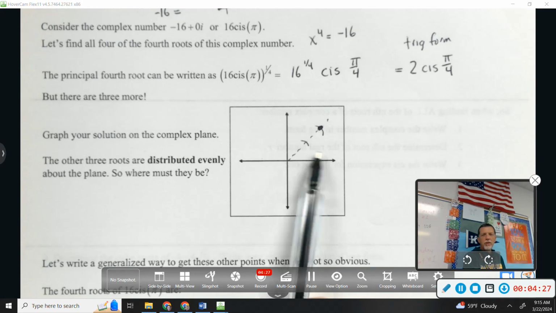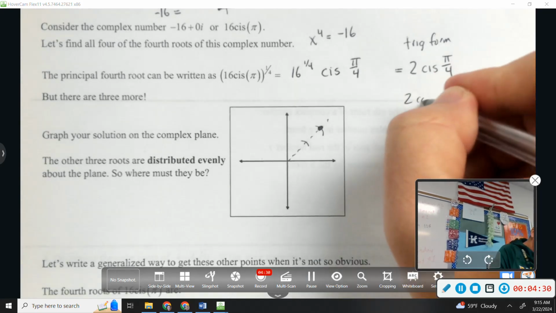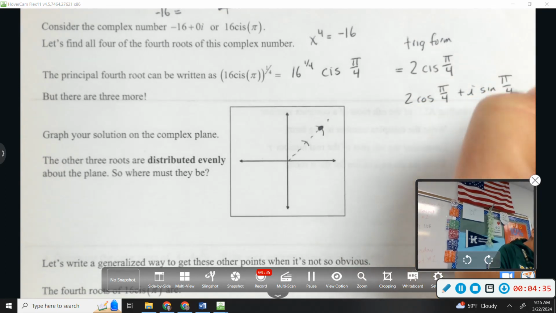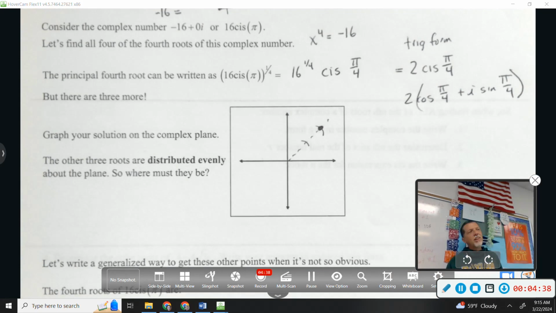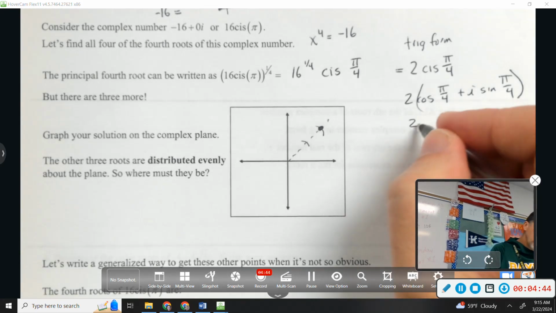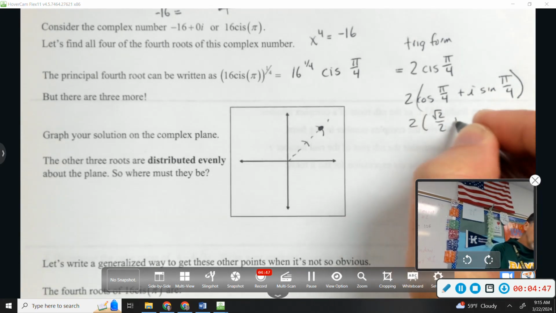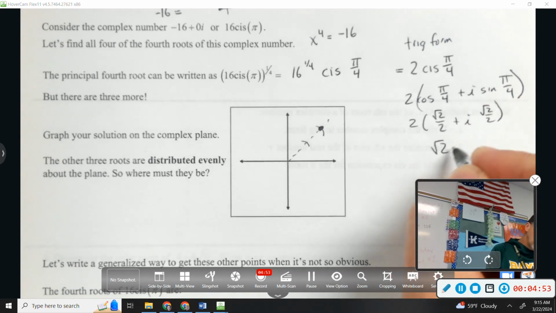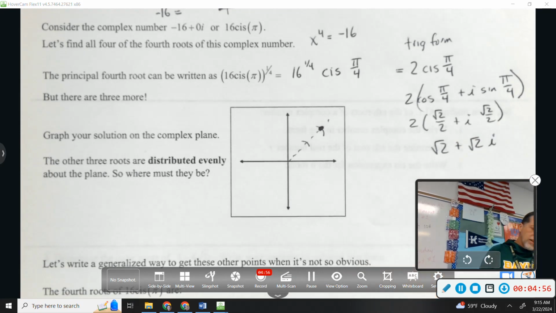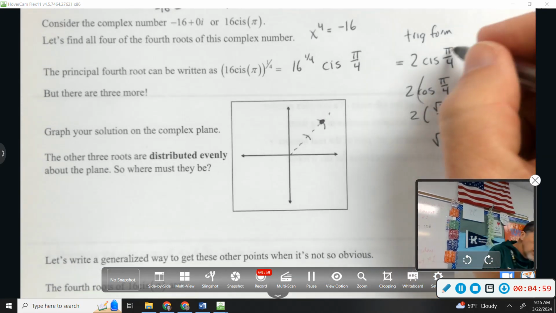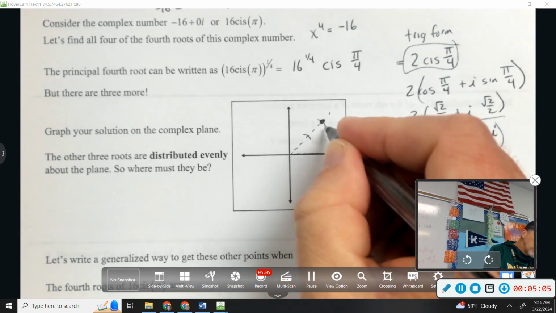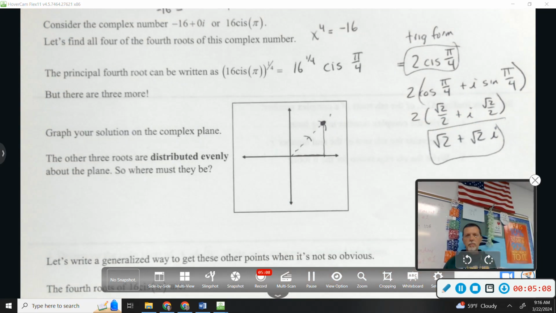I don't know, maybe that feels weird. Let's go ahead and convert it to a plus bi form as well. It kind of depends on the application which one's easier to deal with. So let's just get both. So cosine pi over 4 is root 2 over 2. Sine pi over 4 is root 2 over 2. So root 2 plus root 2i. Those are the same thing, right? 2 cis pi over 4 or root 2 comma root 2. They land us at the same spot.